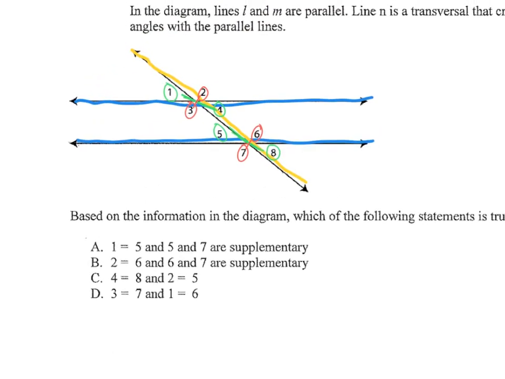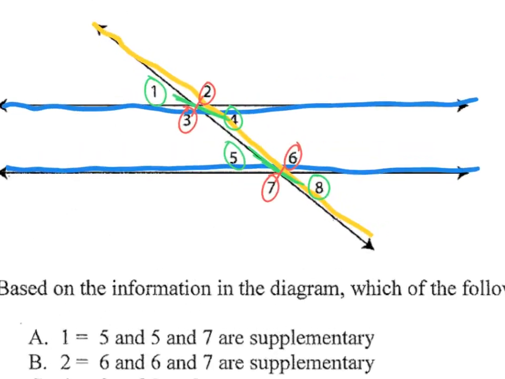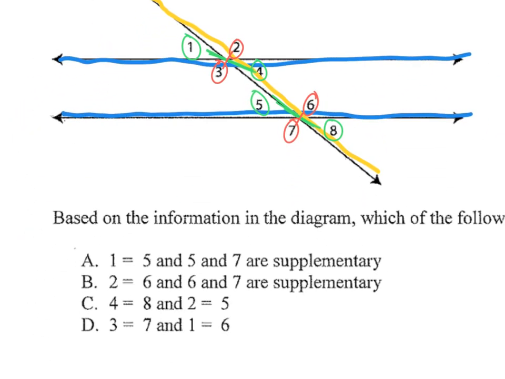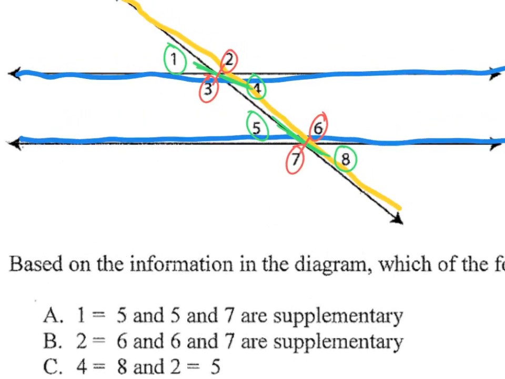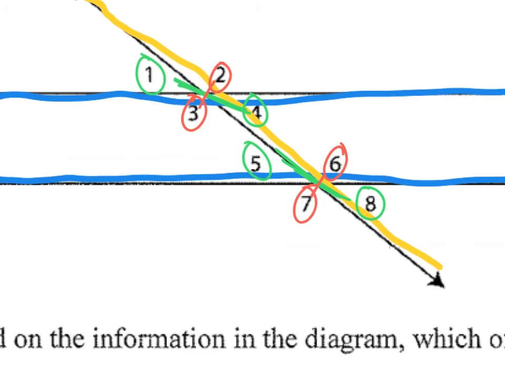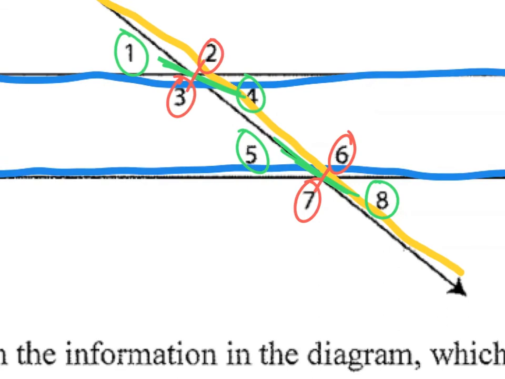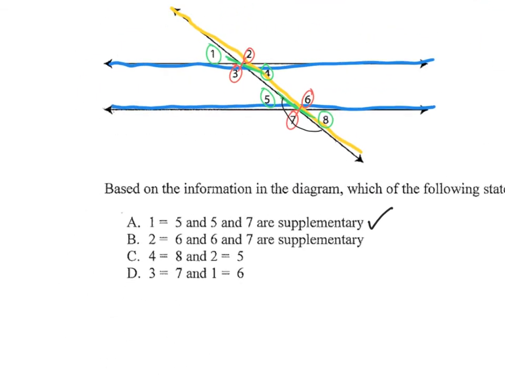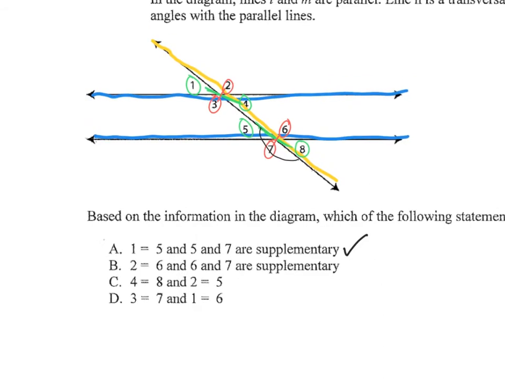Says on A, says angle 1 and 5 are the same. So looking at right here, 1 and 5 are the same. They're both green, so I know they're the same angle. And it says 5 and 7 are supplementary. Well, supplementary, whenever we're talking about angles, supplementary means that they add up to 180 degrees. So if I were to take a look at this, I could talk about 5 and 7. Both of these angles together make a flat line adding up to 180 degrees. That looks really good.